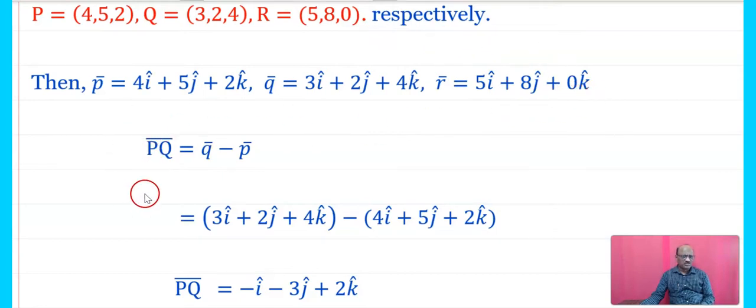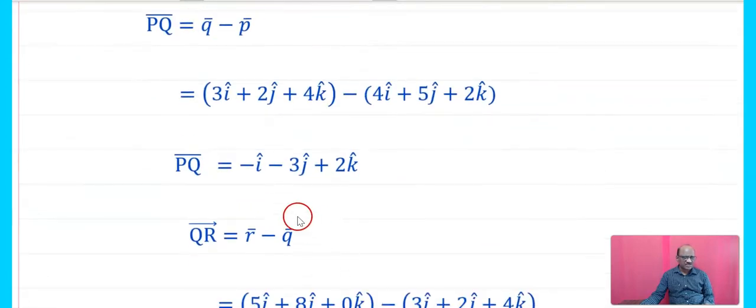Now PQ bar is equal to Q bar minus P bar. What is Q bar? 3i cap + 2j cap + 4k cap, minus P, which is 4i cap + 5j cap + 2k cap. On subtraction, PQ bar is equal to minus i cap minus 3j cap plus 2k cap.